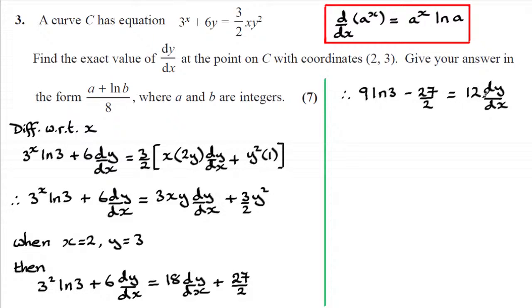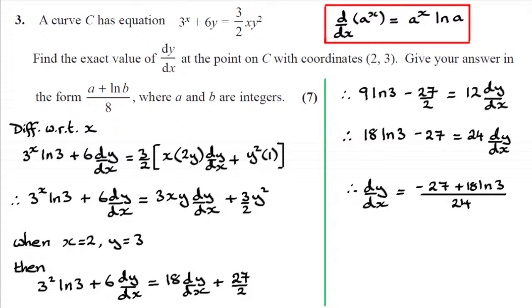Right. Then what am I going to do? I don't like this 2 here. We're not wanting fractions in our answer. It says here we're aiming for integers, so I'm going to get rid of that 2. Multiply through by 2 and you'll get 18 here. This will be the 27 and this will go to 24. And then you want to divide by 24 to get yourself on track for dy/dx.